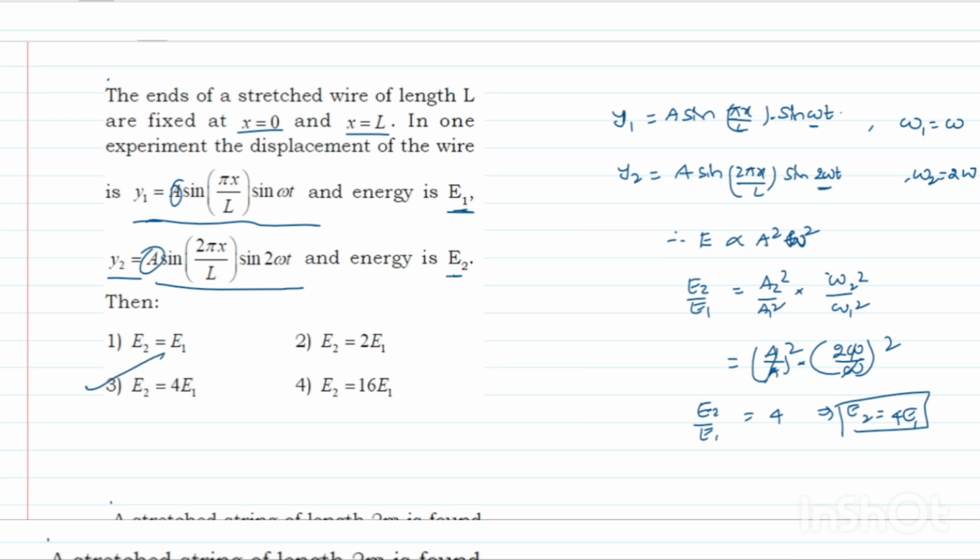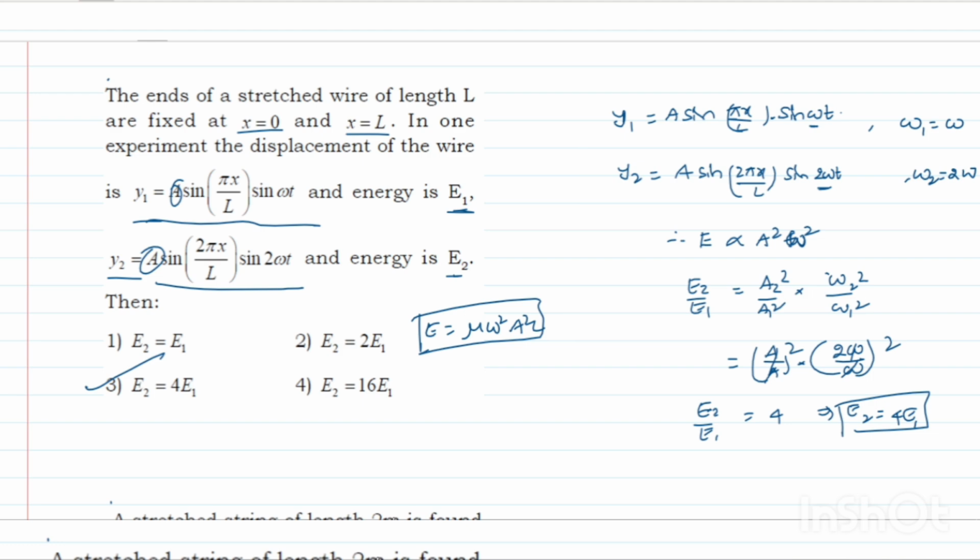And basically the energy of the wave formula, students: E equals mu omega square into A square into L. With this I am just relating E as directly proportional to A square omega square.